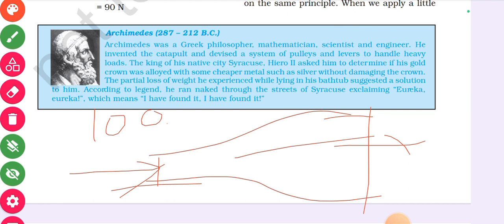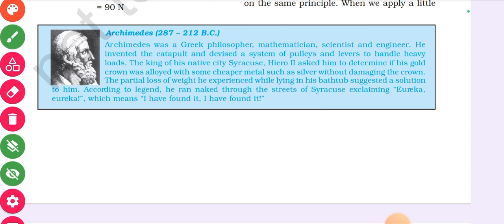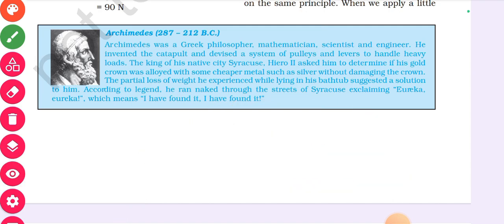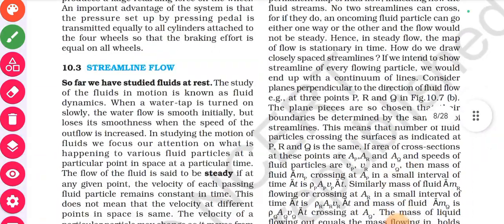Through this we can arrive at a formula, that is A1 v1 is equal to A2 v2. This is called the principle of continuity. A1 is the area of the first region of the pipe, the first area of cross section, and v1 is the velocity at that particular area of cross section. A2 is the area at another region and the velocity there. We have derived this from the mass only, and this is the principle of continuity.